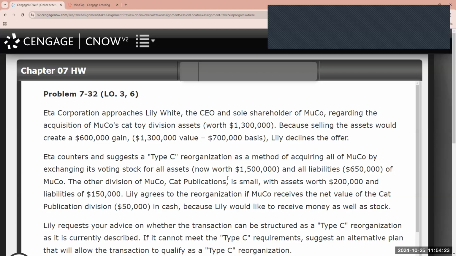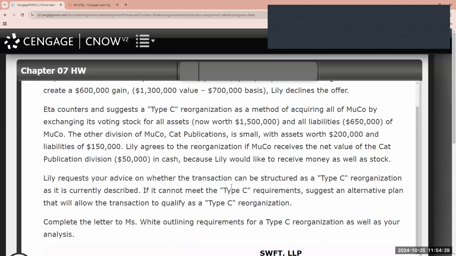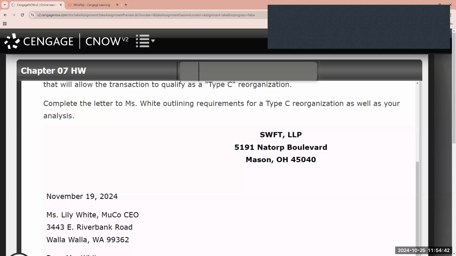Lily requests your advice on whether the transaction can be structured as a Type C reorganization as it is currently described, and if it cannot meet the Type C requirements, suggest an alternative plan that will allow the transaction to qualify as a Type C reorganization. So it asks us to complete the letter to Ms. White outlining the requirements for a Type C reorganization as well as your analysis.